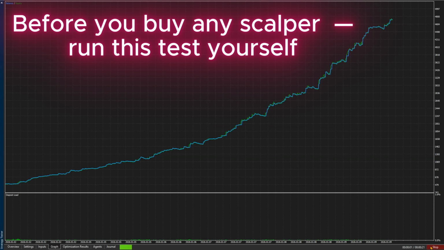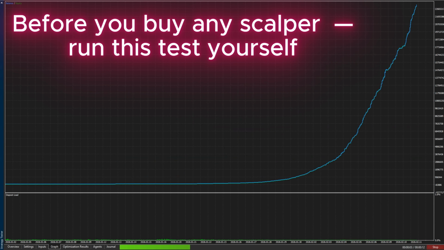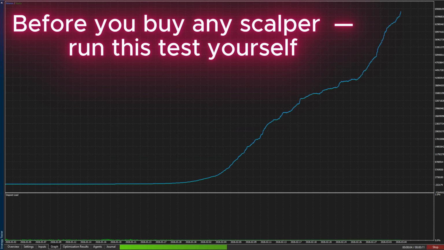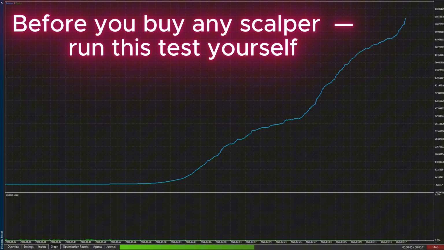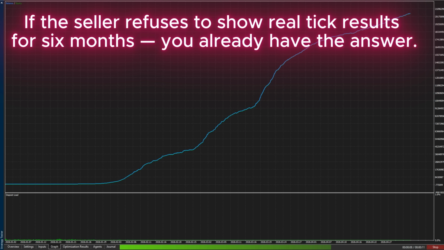I looked at EAs being sold. Same picture everywhere. Always test yourself. Real ticks mode, minimum 6 months. Before you buy any scalper, run this test yourself. If the seller refuses to show real tick results for 6 months, you already have the answer.